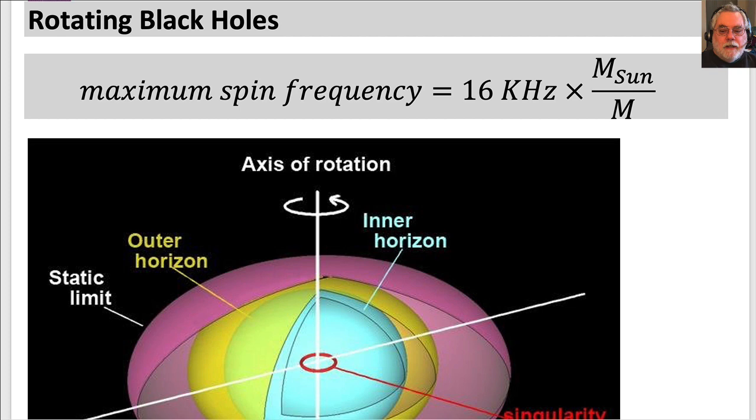The maximum rotation frequency for the supermassive black hole at the center of the Milky Way is 1 rotation every 4 minutes. If the Milky Way supermassive black hole were rotating at 1/10 of its maximum rotation frequency, then it would rotate once every 40 minutes.